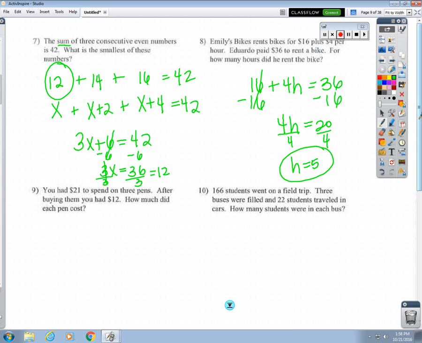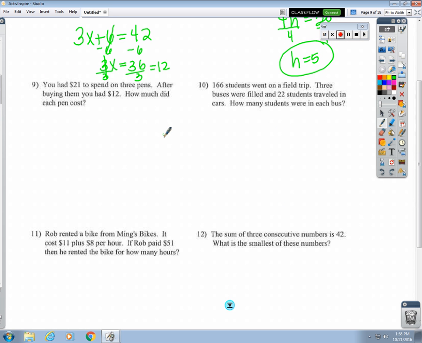Okay, number 9. You had $21 to spend on 3 pens. After buying them, you had 12. So what does that look like? 21 minus 3p equals 12. Right. Now to solve for p, we first do what? Subtract 21 on each side. Right.